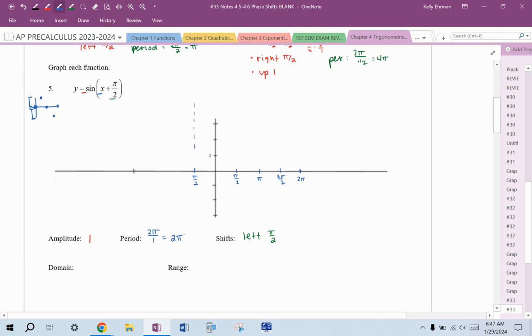So here's the new starting point. If you do that, it kind of gives you a nice visual for, okay, here's my new y-axis. And I'm just going to sketch the shape of the sine graph. I'll do domain and range. I like to do that after I get the graph. So this is a sine curve.